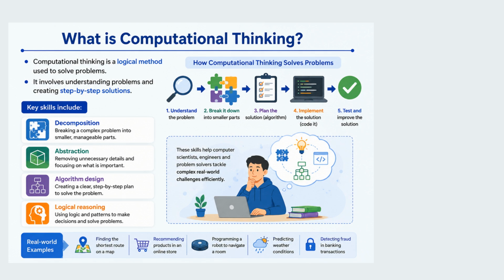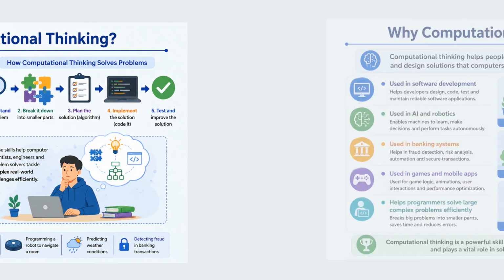Computational thinking is a logical method used to solve problems. It involves understanding problems carefully and creating step-by-step solutions. Computer scientists use computational thinking when designing programs and algorithms. Key skills include decomposition, abstraction, algorithm design, and logical reasoning. These skills help programmers create efficient and reliable software.